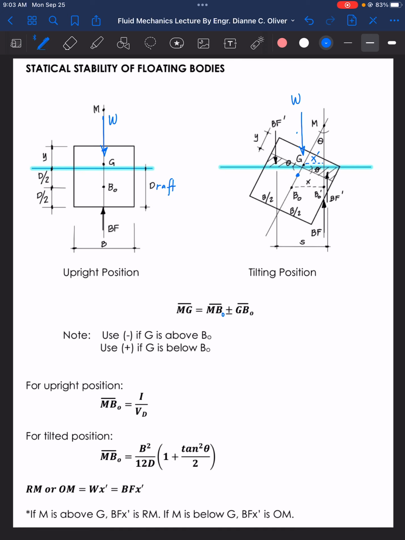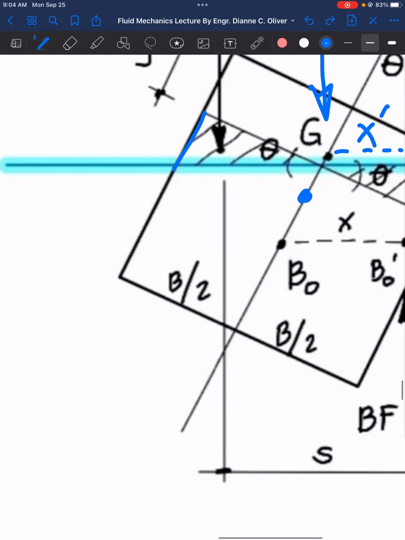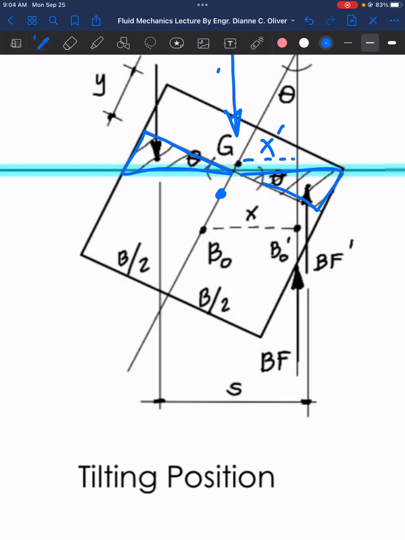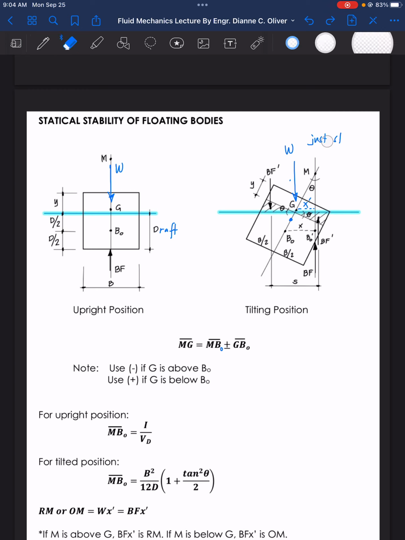The stability of the body depends on the amount of the righting moment, which in turn is dependent on the metacentric height MG. When the body tilts, the center of buoyancy shifts to a new position, named B_O prime. The shifting also causes the wedge to shift to a new position. So these are our wedges.